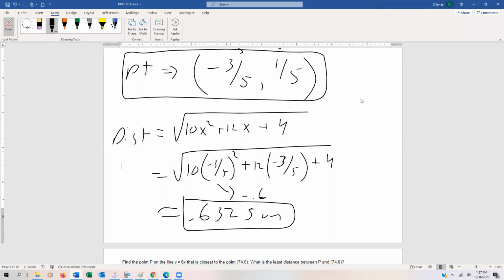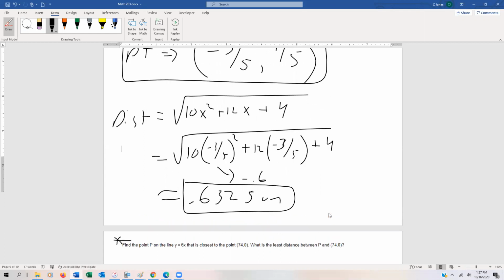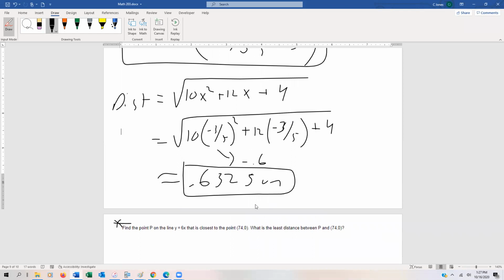So what I would suggest is to go through and see if you can work this last problem on your own. Find the point P on the line y is equal to 6x that's closest to the point (7, 40). And then what is the least distance? So you could basically utilize this video that we just created and try to work that problem, and then go through and see if your answer matches the work that I did.